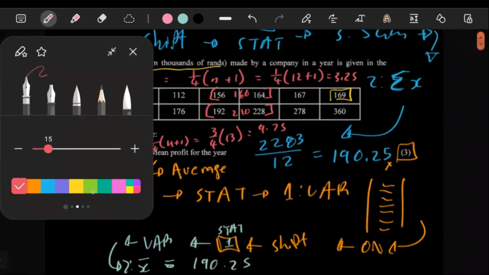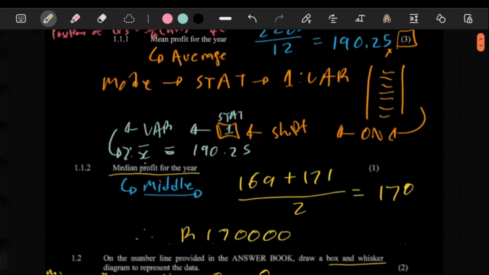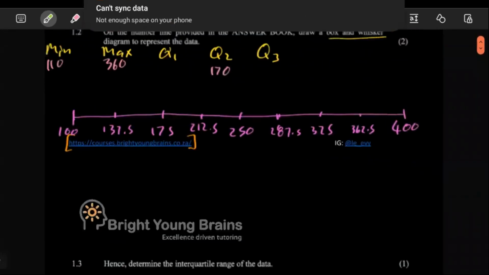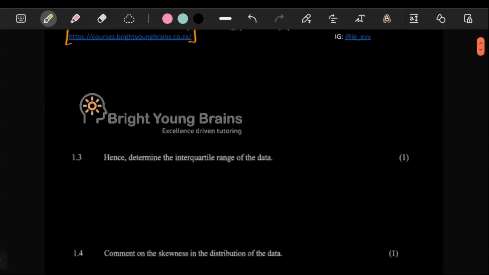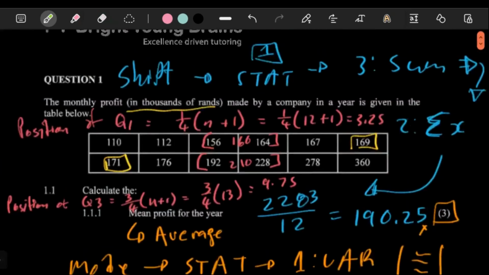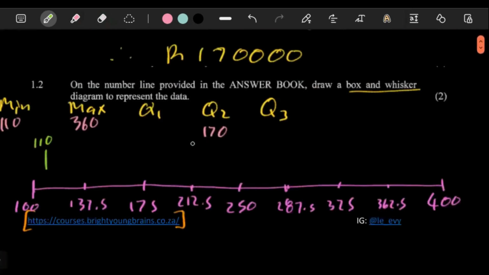So let's put that data in our box and whisker diagram. The minimum we got to be 110. So 110 is going to be somewhere over here. We can just label it. And then Q1 was 160, so 160 is going to be somewhere here. And then Q2 is 170, so that's just before there.